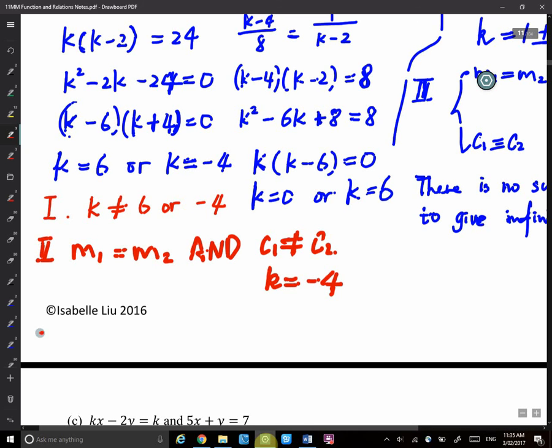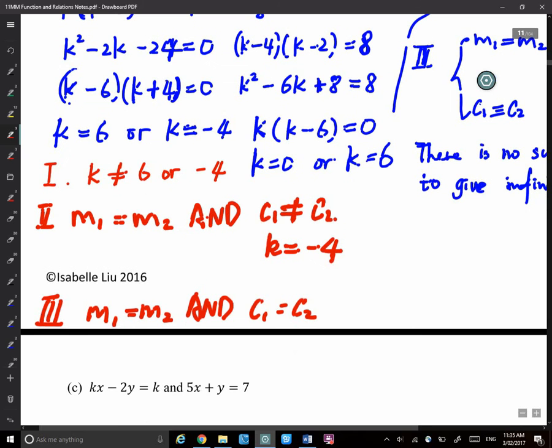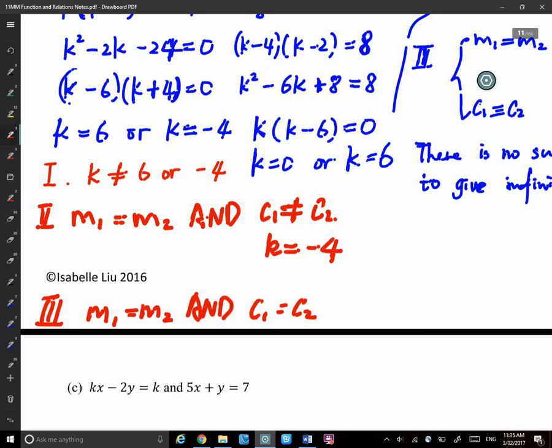Okay, number 3 is infinitely many solutions. I need M1 equals M2 and I need C1 equals C2. So k equals 6 will make M1 equal M2, and k equals 6 can also make C1 equal C2. So k equals 6 will be the answer.